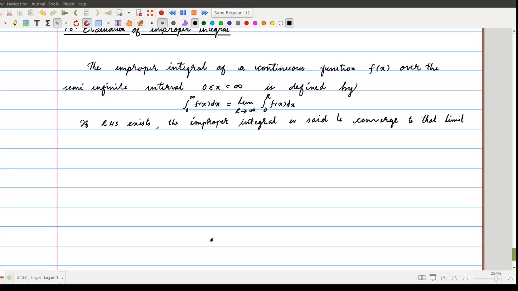An improper integral is an integral whose one of the limits is not finite. So that is what we call improper integrals. So we develop a method to evaluate these improper integrals using Cauchy's residue theorem in this chapter.